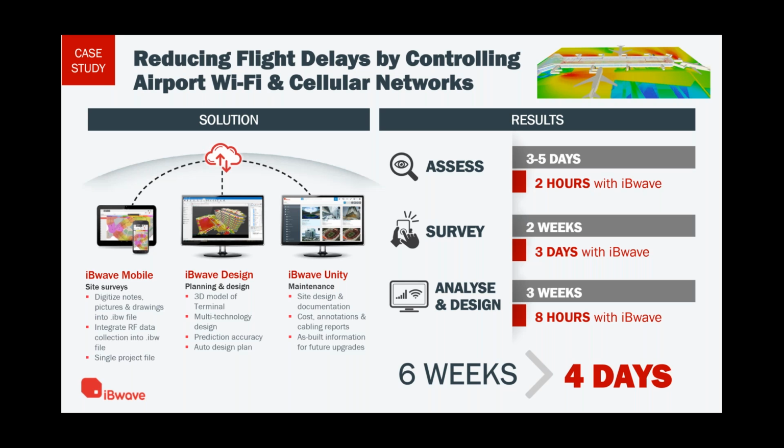And finally, the data is sent back to the office via Unity. The designer further analyzes it with iBwave Design and comes out with the final proposal of Wi-Fi and cellular within 8 hours. As you may see from the bottom of the slide, we are able to provide a solution to the airline, and the whole process was shortened from 6 weeks to 4 days.